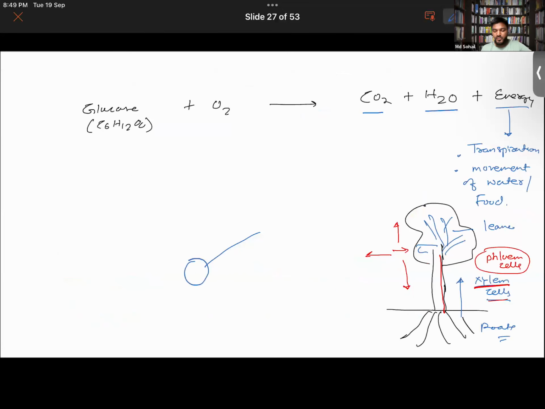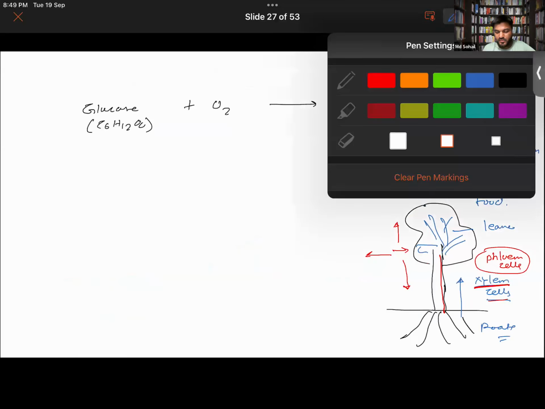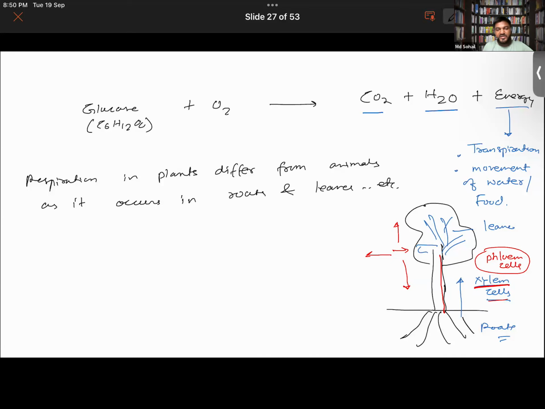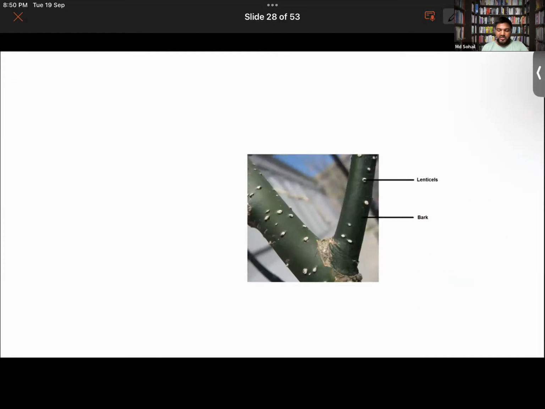So we say respiration in plants differs from animals as it occurs in different parts, in different organs, in roots and leaves. In some cases, it may occur from the stems also. Now let's talk a bit about the respiration that occurs in the leaves here.